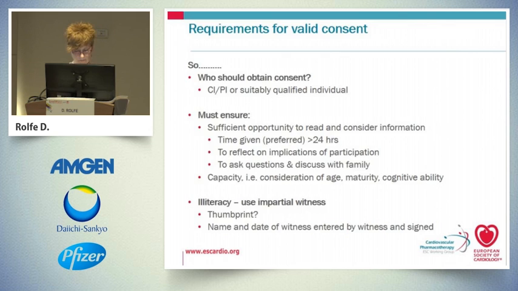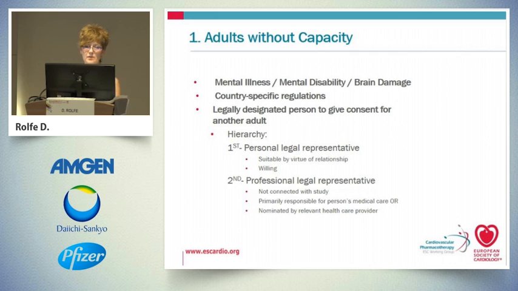So adults without capacity, you've got the mental illness, mental disability, and or brain damage. There are country-specific regulations. And it's normally that you'll have a hierarchy of what the preferred person instead of the potential participant would be. And the first person would be their legal representative, and that would be suitable by virtue of a relationship, and they need to be willing to be able to place their relative into the study. And the other would be a professional legal representative who is not connected with the study, so fully independent of your team. They should be the person that's primarily responsible for the person's medical care, or they should be the one that's nominated by the relevant healthcare provider.